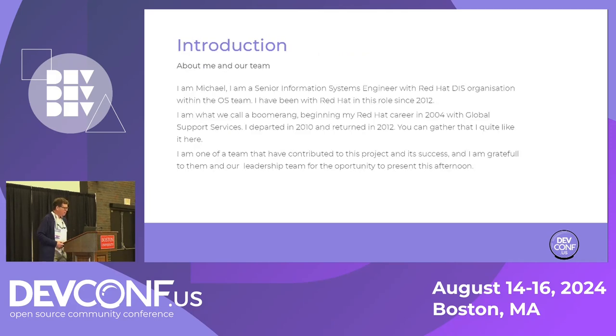So, about me, I'm Michael. I'm a senior software information systems engineer with Red Hat DIS organization within the OS team. I believe it was called OS, so we could call our team the DOS team. It was strategic. I've been with Red Hat in this role since 2012. I'm a boomerang. I started my career in 2004 with Red Hat Global Support Services, departed in 2010 and returned, and that's the role I'm in right now. I'm part of a team that contributed to this project and its success. I'm grateful to them and my leadership team for allowing me to present today.